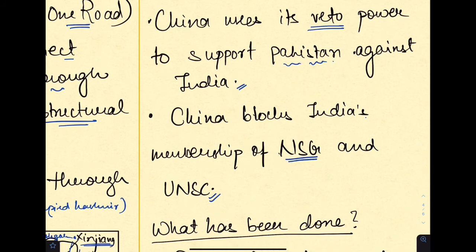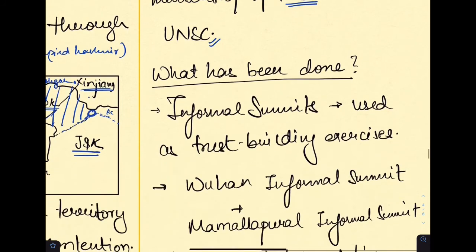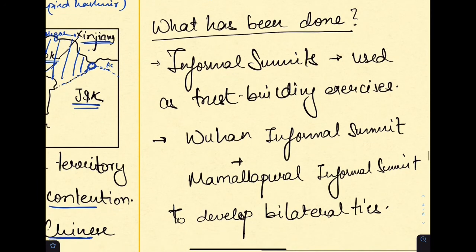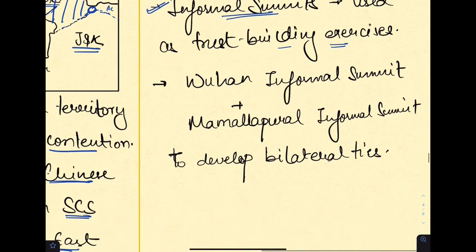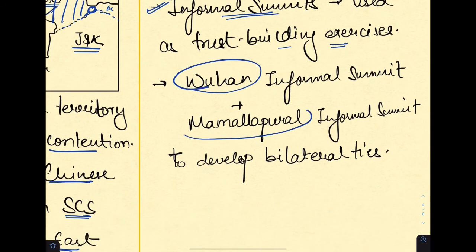blocking India's membership. So what we have done till now to ease the tensions between both nations, there have been informal summits. There have been formal summits as well. So these informal summits have been used as a trust building exercise, such as Wuhan, and another one in Mamallapuram. They both were informal summits to develop bilateral ties.